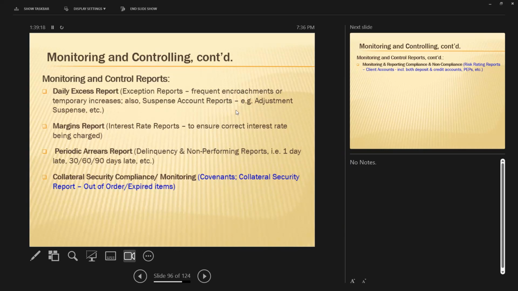And it also shows expired items. So if a life insurance has expired, whether it's joint or single, it'll show that as well.